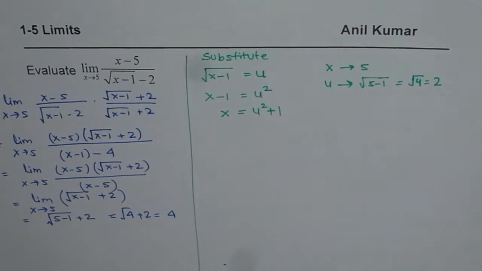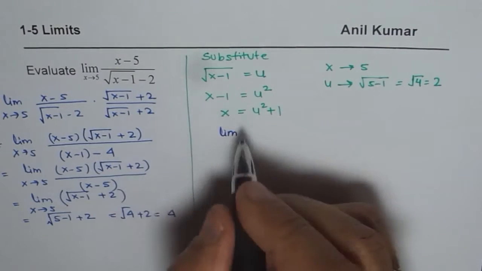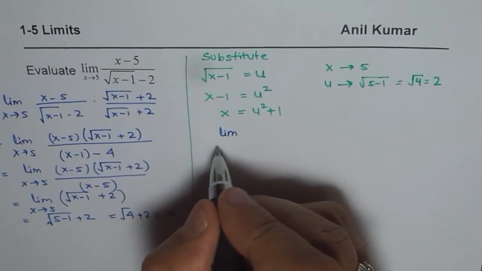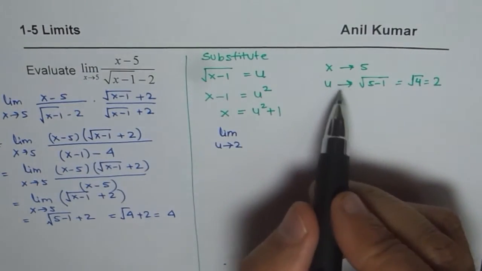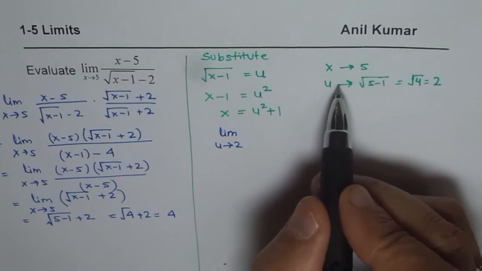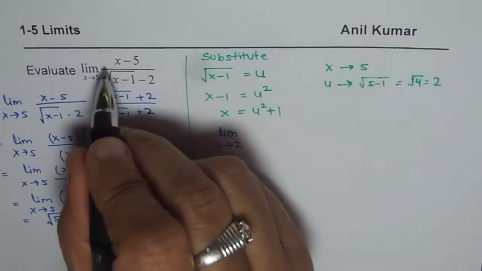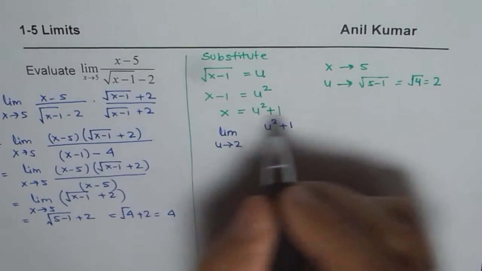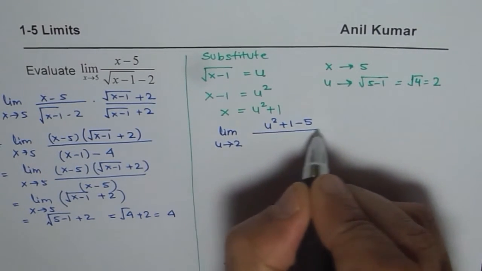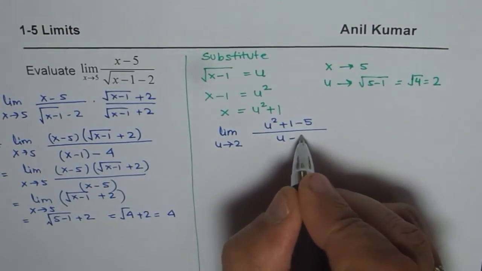So we'll incorporate both these things and then write down our function. So now the question becomes limit as u approaches, not x, but u, we have substituted, u approaches 2, and x minus 5, x equals u squared plus 1, right? So we could write for x, u squared plus 1 in the numerator. We'll write u squared plus 1, we have minus 5, and the square root of x minus 1 is u, so we get u minus 2.